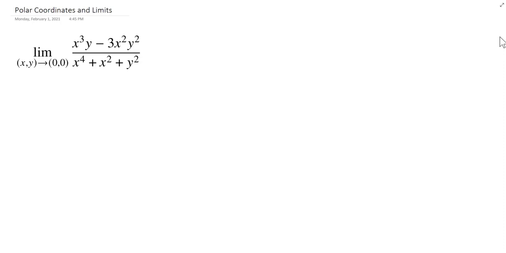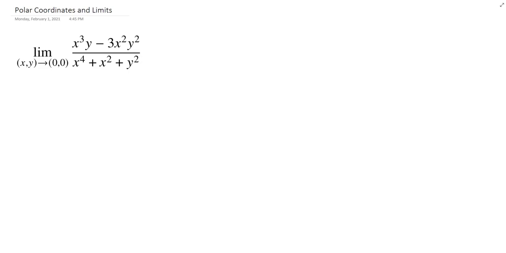Hey everyone, in this video we're going to introduce polar coordinates for the purpose of simplifying some of our limit calculations. So in the homework we had this limit here where we're trying to see as x and y go to 0 and 0, what happens to this amazing fraction.